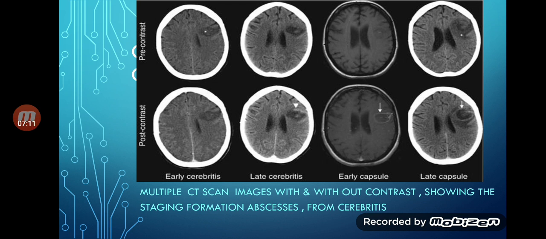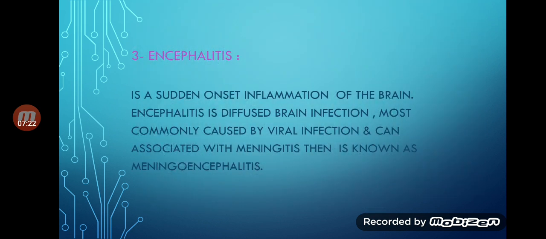This is the staging of development of brain abscess, from the early cerebritis to the late capsular, well-defined abscess. Now, encephalitis. Encephalitis is inflammation involving all of the brain. It is a systemic disease.